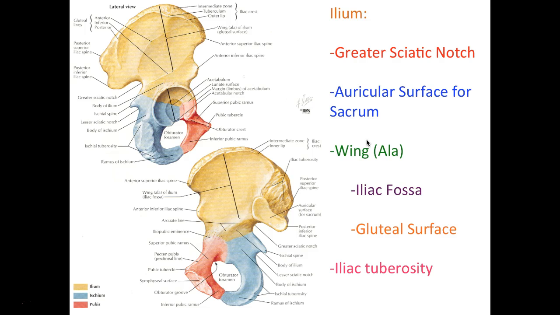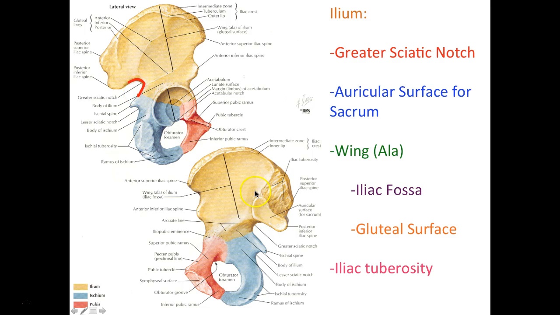Now if you go below that posterior inferior iliac spine, you're going to see this big notch, this big dip within the bone, and this is called the greater sciatic notch. And yes, it was named so because the sciatic nerve exits through here. So we'll take a look at that and the sciatic nerve in the cadaver lab.